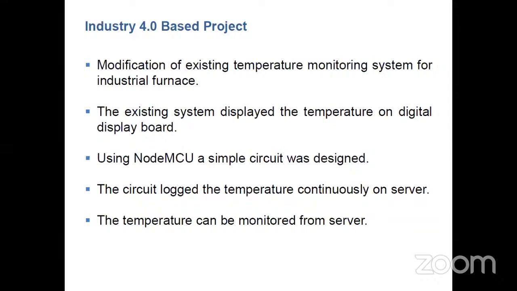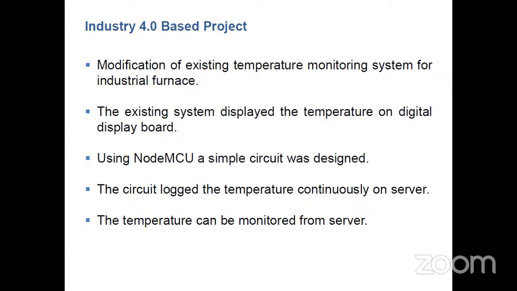So we did a project for industry, and the project was implementing a device which will make the furnace present at their location compatible to the industry 4.0 standard. The industry 4.0 standard says that all devices must be connected to Wi-Fi, and they could be controlled and monitored from remote locations. So the project was a modification of the existing temperature monitoring system for their industrial furnace.